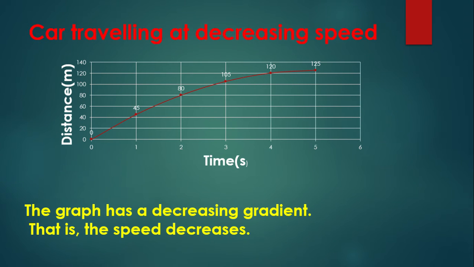Car traveling at decreasing speed. The values on the x-axis are 1, 2, 3, 4, 5 seconds. The distance traveled by the object at 1 second is 45 meters, 2 seconds 80 meters, 3 seconds 105 meters, 4 seconds 120 meters, 5 seconds 125 meters. The graph has a decreasing gradient, that is, the speed decreases.